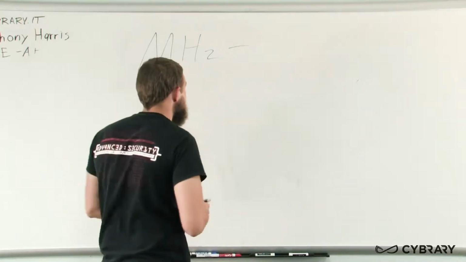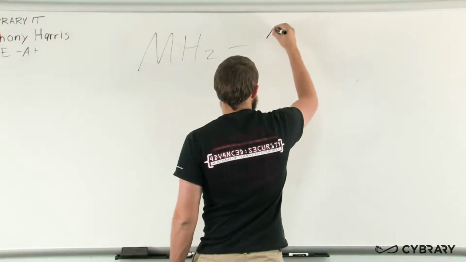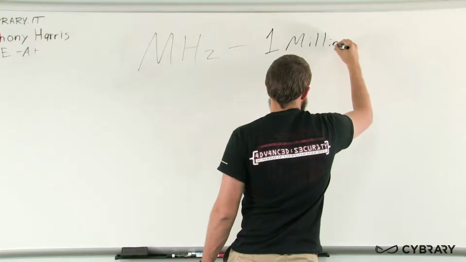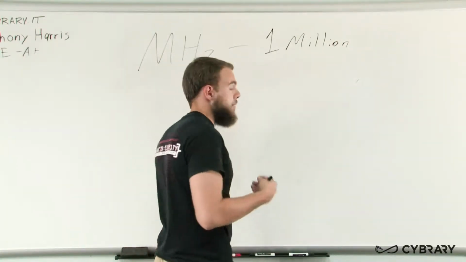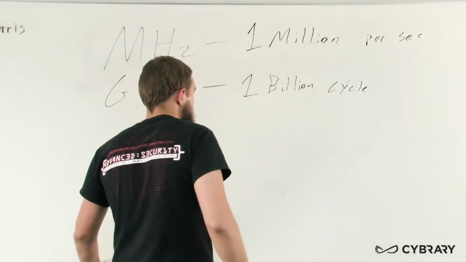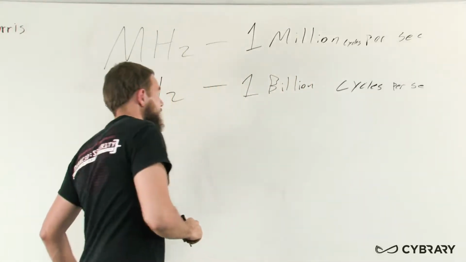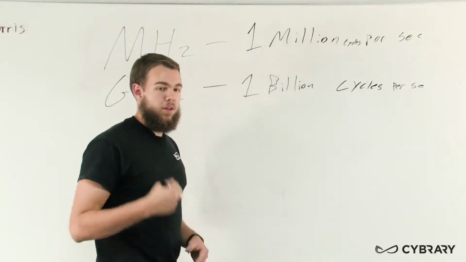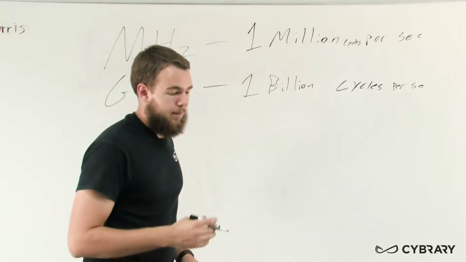Now, clock speeds are typically measured in either megahertz or gigahertz. Megahertz, which you'll see as MHz, indicate how many million cycles can be processed per second. So megahertz would be millions per second. We can also measure clock speed in gigahertz, and clock speed in gigahertz would be 1 billion cycles per second. And again, the cycles are going to be a fixed rate for the instructions that the processor can actually execute per second.